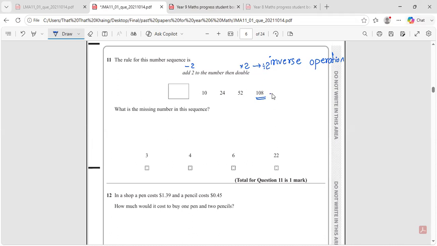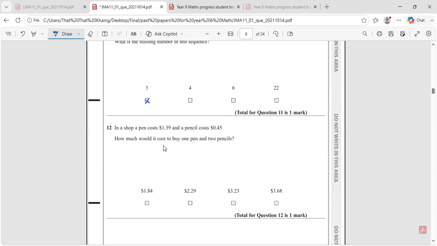So divide by 2. 108 divided by 2 first is 54. And then the inverse of add 2 is minus 2, so 54 minus 2 equals 52. This one also divide by 2: 26 minus 2 is 24. Then 24 divided by 2 is 12. 12 minus 2 equals 10. 10 divided by 2 is 5. 5 minus 2 equals 3. The answer will be 3.